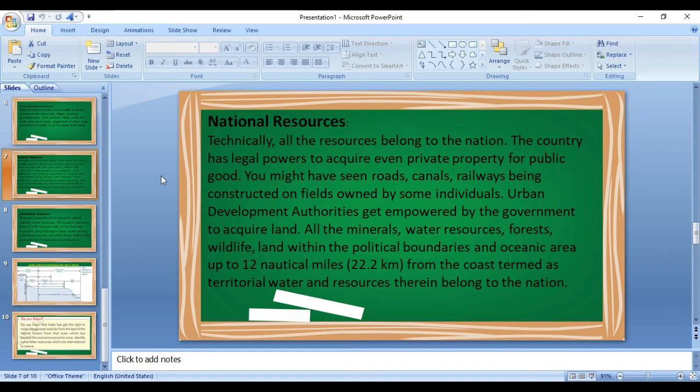Whether we have to make a canal or roads or railway or dam, right? New housing societies, right? All these, airports, they all get developed on the land provided by farmers, because they are the only ones who have this much land, right? The urban people don't have that much. We are limited with this kind of resources, right? So technically, all the resources belong to the nation. Now, the urban development authority is empowered by the government, right? So they can go and negotiate with the farmers to get these lands.